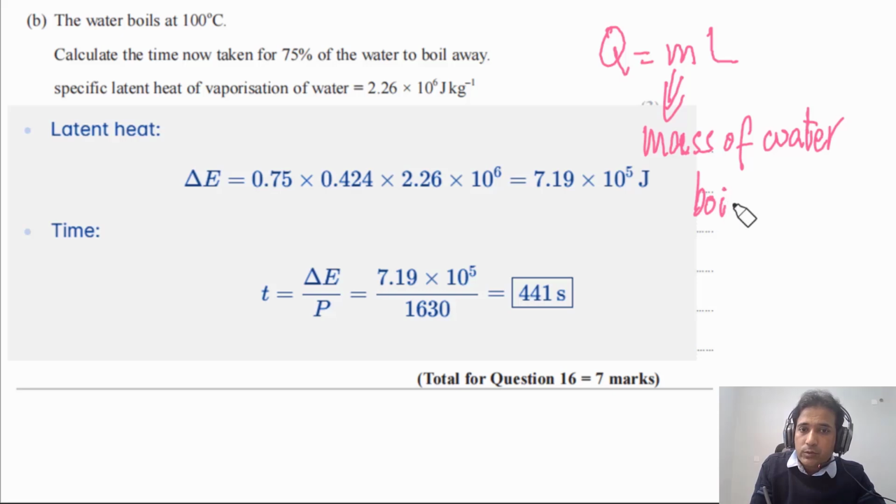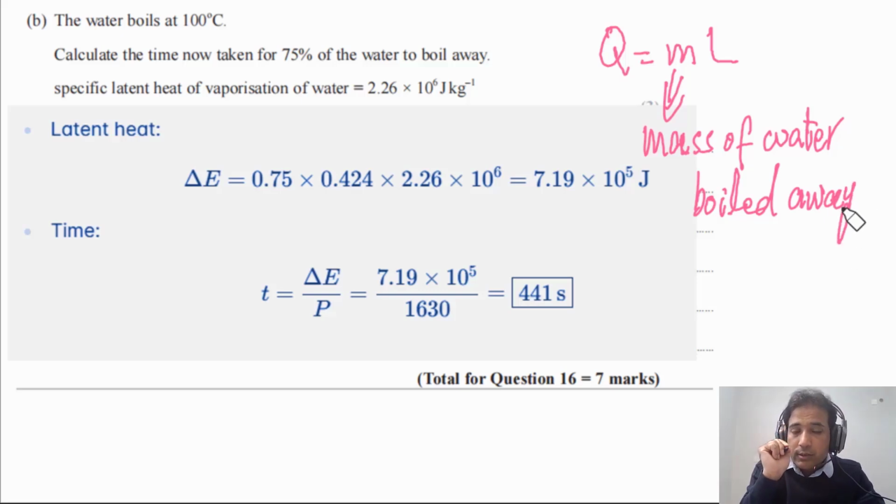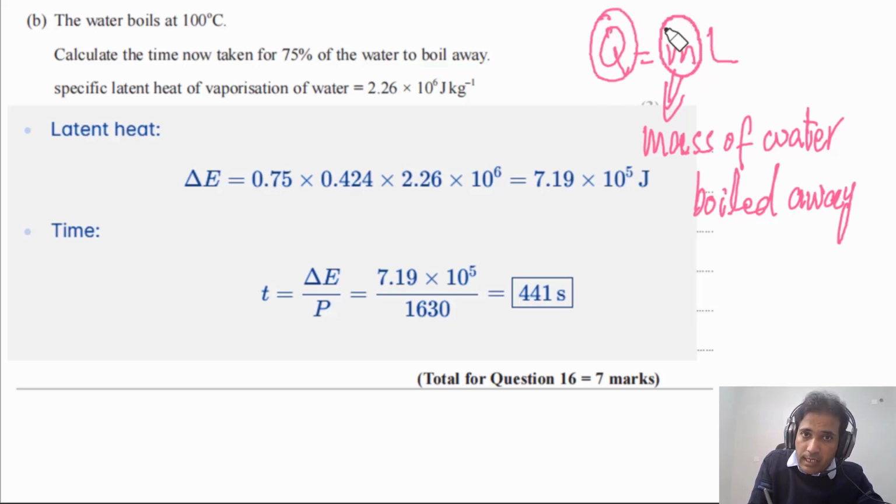Very important one. This is a misconception many students have, or this is not explained this way in the class. So m here is not only the mass of water, it's the mass of water boiled away. It means this amount of thermal energy caused this much mass of water to boil away. So that mass you have to use, not the mass of water.